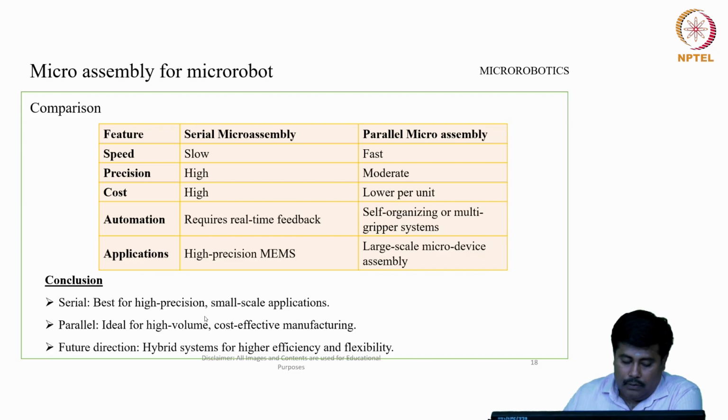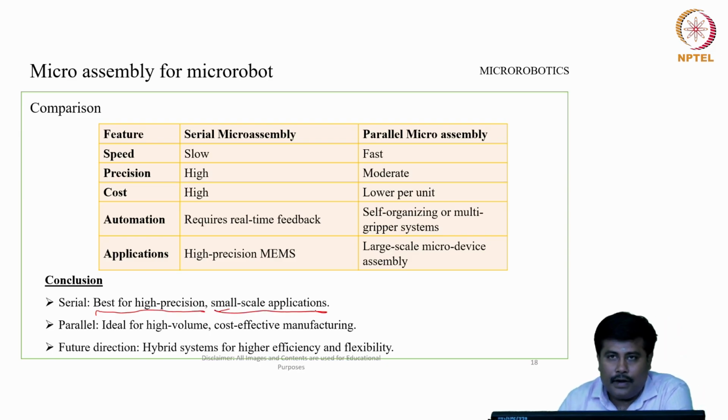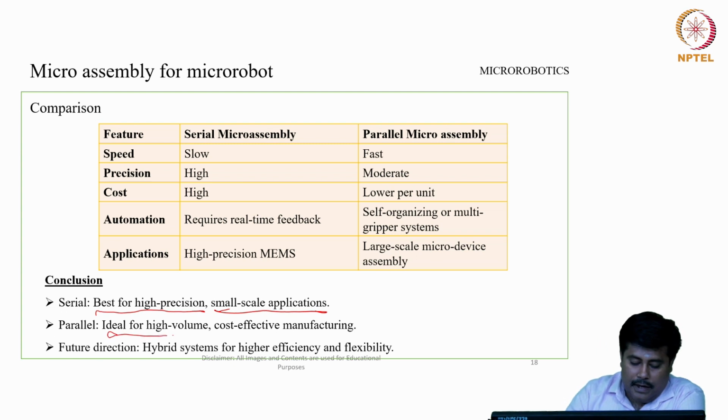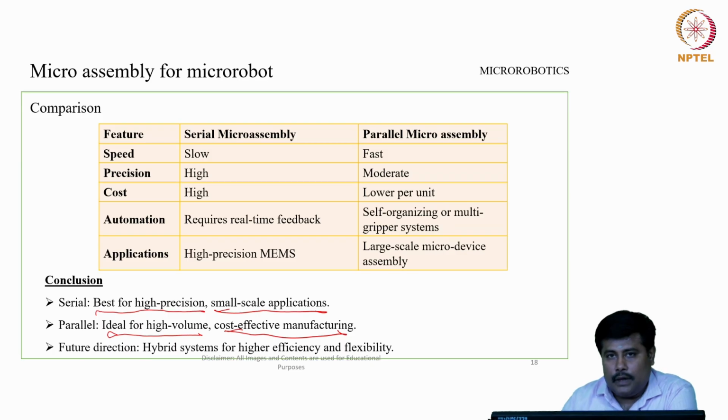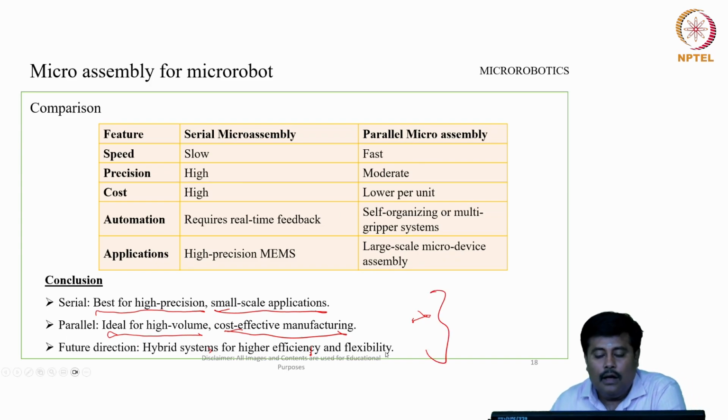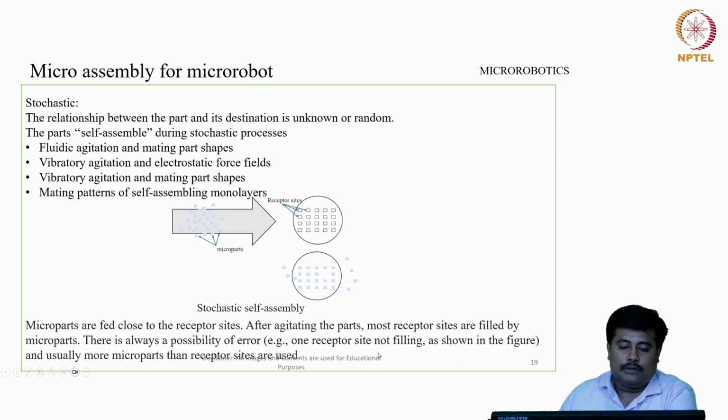Looking at the overall summary, serial is highly used for the best high precision and small scale applications. Parallel is ideal for high volume and cost effective manufacturing. Considering future directions, hybrid systems offer higher efficiency and higher flexibility. These are some of the key summaries with reference to micro assembly for micro robotic systems.